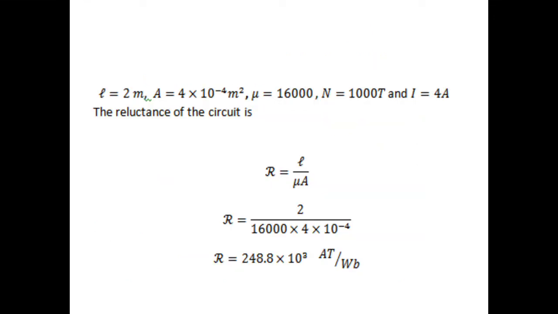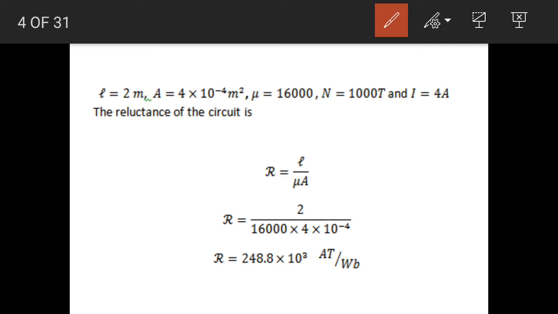So let us consider the information given in this numerical example. Here is the mean length of the material of the magnetic circuit, which is 2 meter. Here is the cross-sectional area of the material of the rectangular ring, which is 4 into 10 raised to power minus 4 square meter. This is the permeability of the material, which is 16,000. The number of turns of the coil is given, which is 1000 turn, and the current in the coil is 4 ampere.